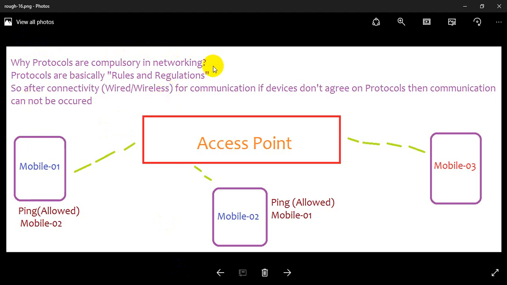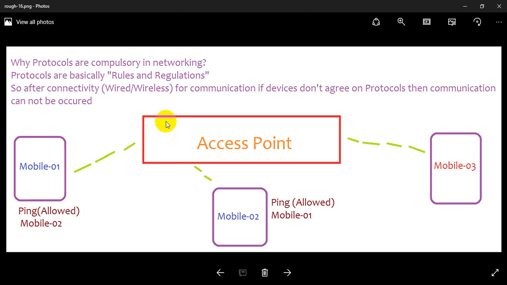After connectivity, whether wired or wireless, for communication, if devices don't agree on protocols, which means rules and regulations, then communication cannot occur. So it is clear that even if devices are connected through wired or wireless connectivity, they cannot communicate until they agree on the rules and regulations known as protocols in networking. That's why we say that protocols are compulsory to use in networking.